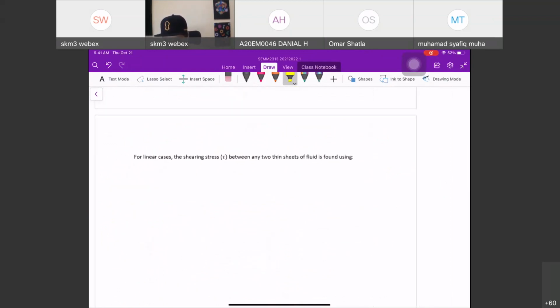For the linear case, the shearing stress, with the symbol tau, between any two thin sheets of fluid is found using this equation. Shear stress tau equals force over area. Force over area can also be pressure, right? So what's the difference between tau and pressure? Both are force over area. Why does fluid mechanics introduce the second one, tau?